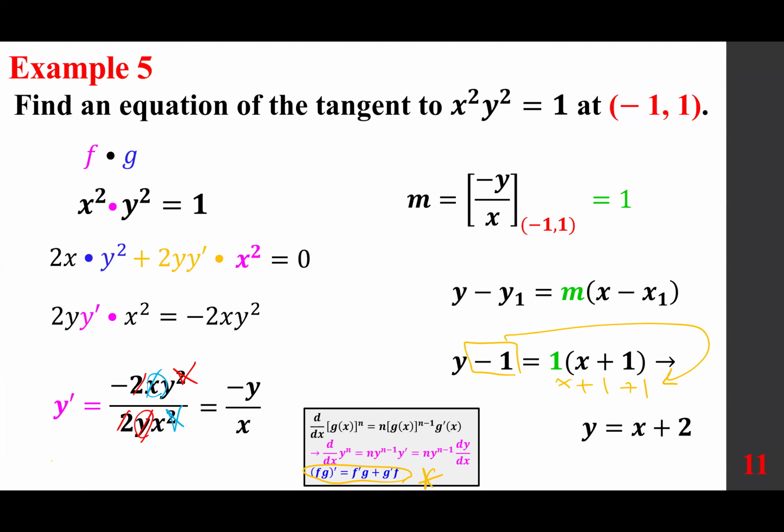So the equation of a tangent line to x squared y squared equals 1 at negative 1 comma 1 has the equation y equals x plus 2.